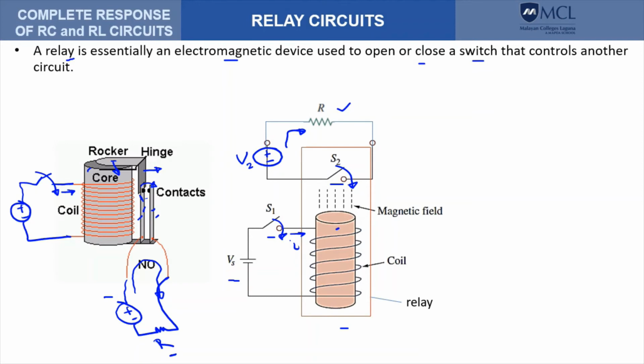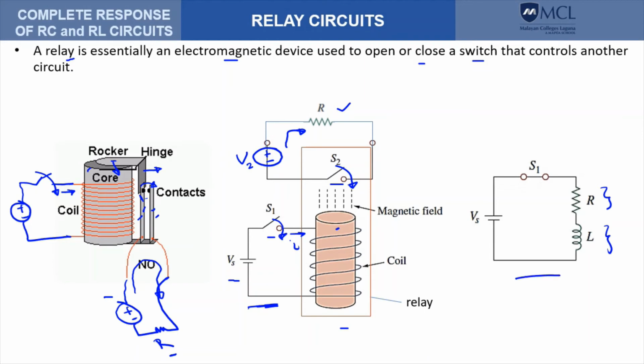Now, this circuit here is actually a series combination of the source and the coil, but the coil can be represented by an inductance in series with a resistance. So therefore, this part here is really a series RL circuit.